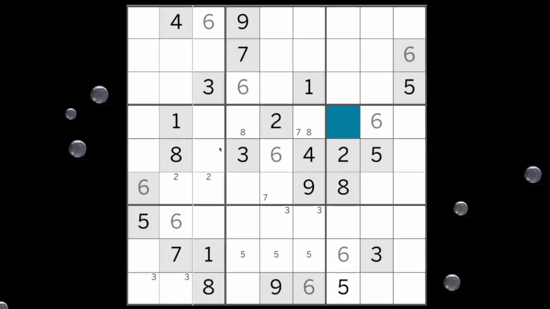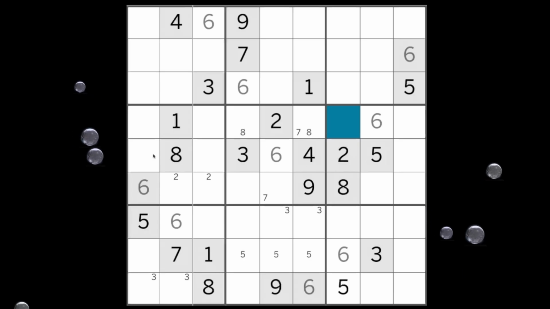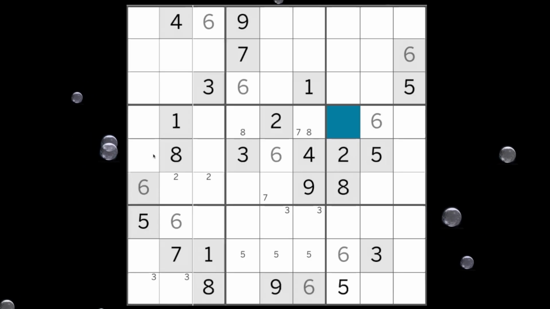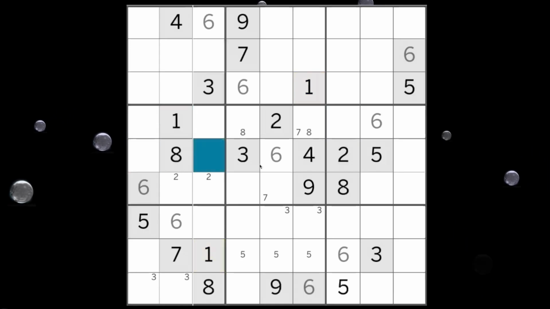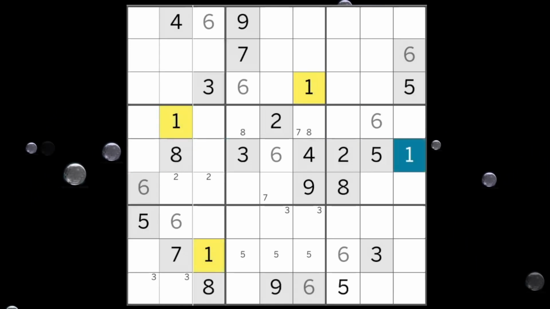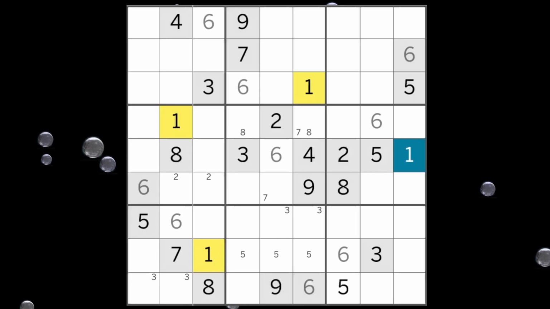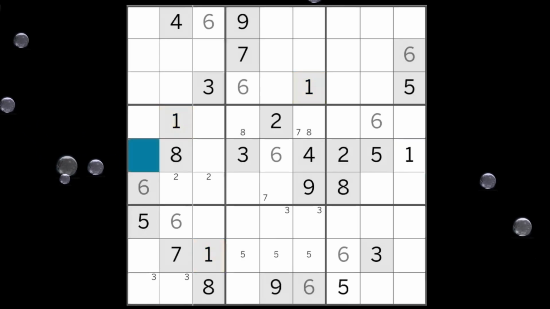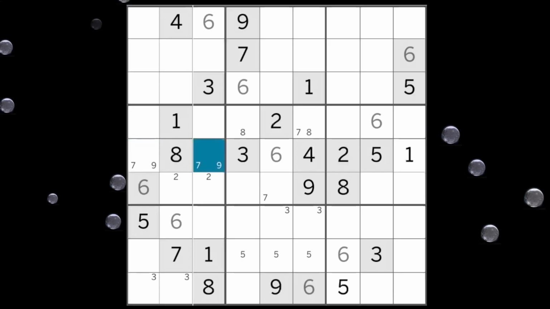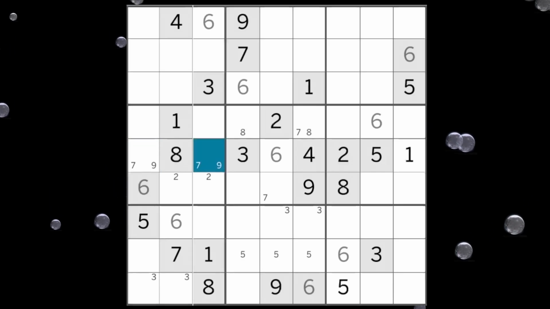And I'm struck by this row here. We're only missing 3 numbers. One of them is a 1 that can't be in either of those, so that has to be the 1. We're just looking for a 7 and a 9 to finish that up.